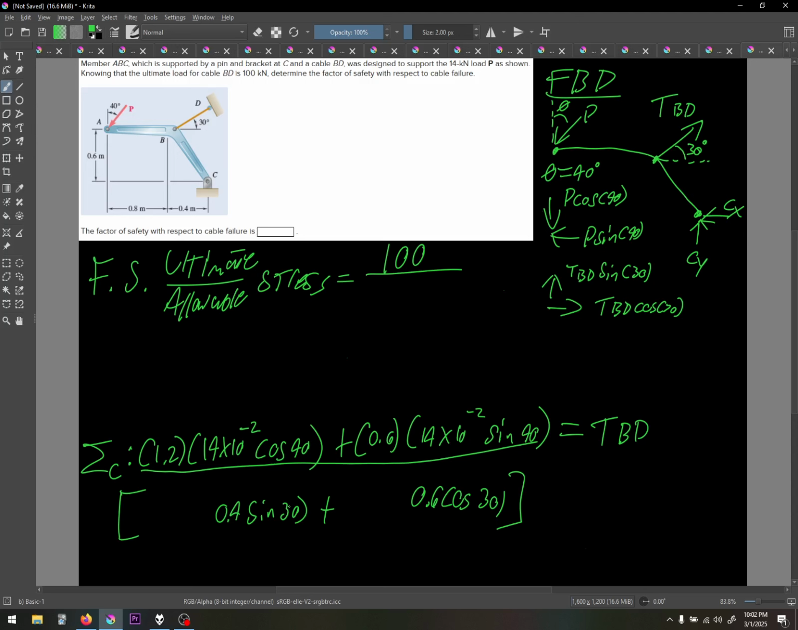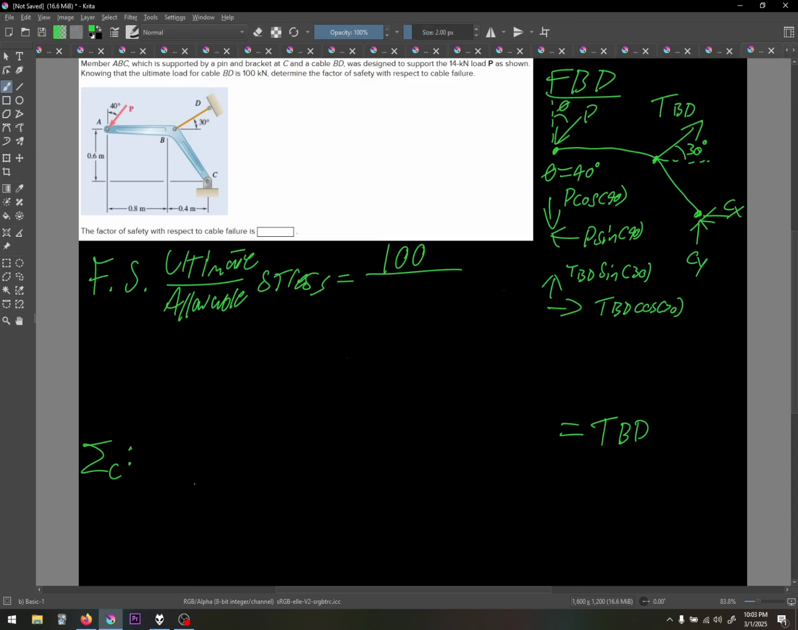Okay, let's put this all in. TBD equals 1.2 times 14 e to the negative 2 cosine 40 plus 0.6 times 14 e negative 2 sine 40, over 0.4 sine 30 plus 0.6 cosine 30. And we have TBD equals 0.25387.